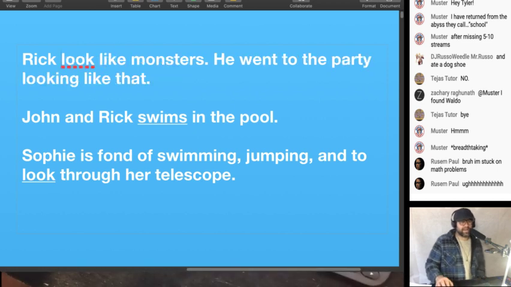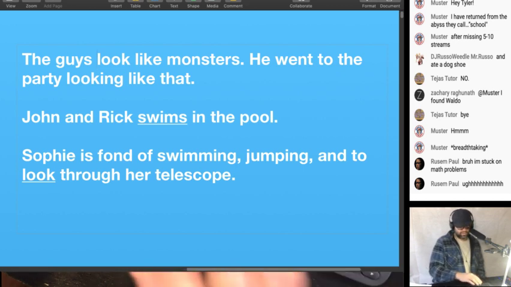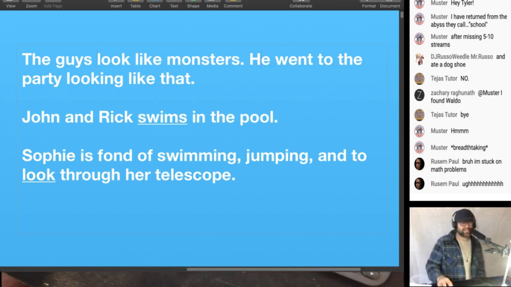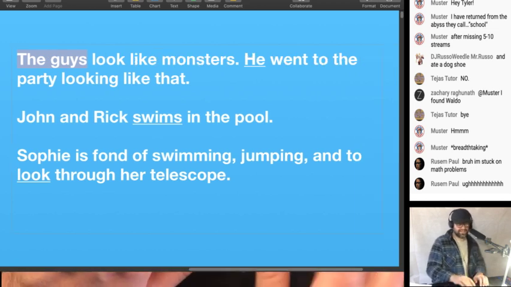All right, cool. The guys look like monsters. He went to the party looking like that. This he is incorrect because it doesn't match the noun. The noun is the guys. So that he is incorrect. That's not matching the number. So that's what we need to do. The second thing is obviously vagueness, right?